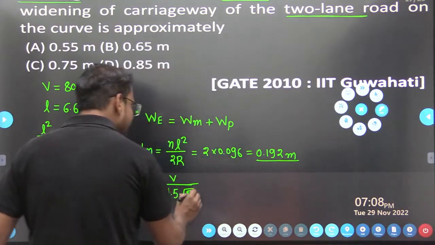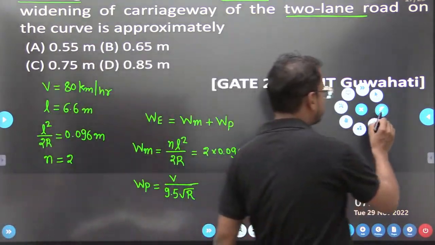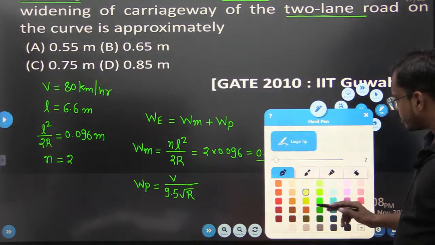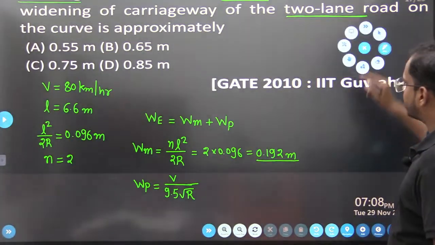So, my dear friend, radius is not given in the question. If radius is not given in the question, then there will be some hint given. What is the hint?